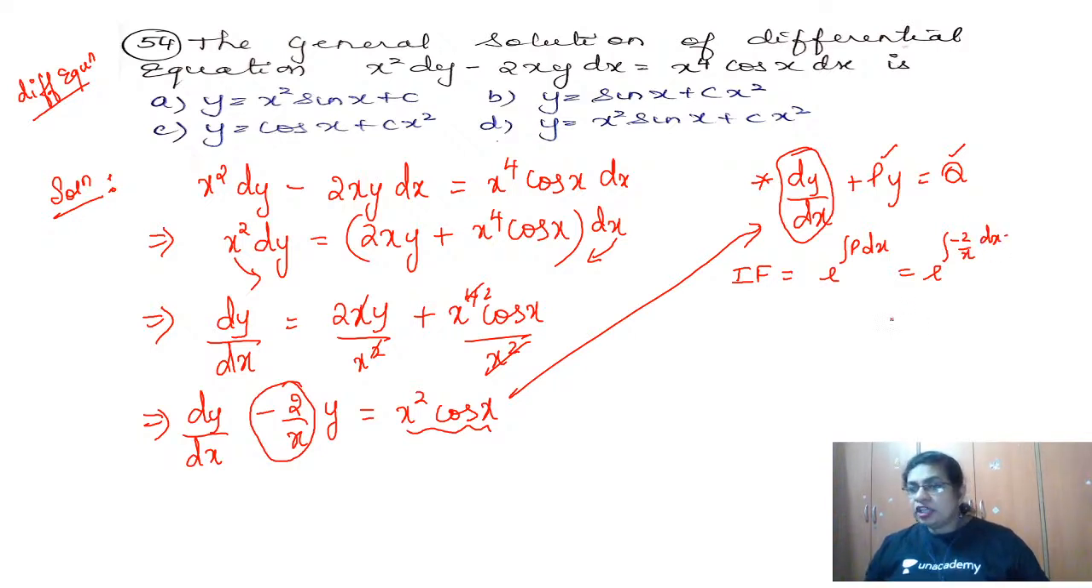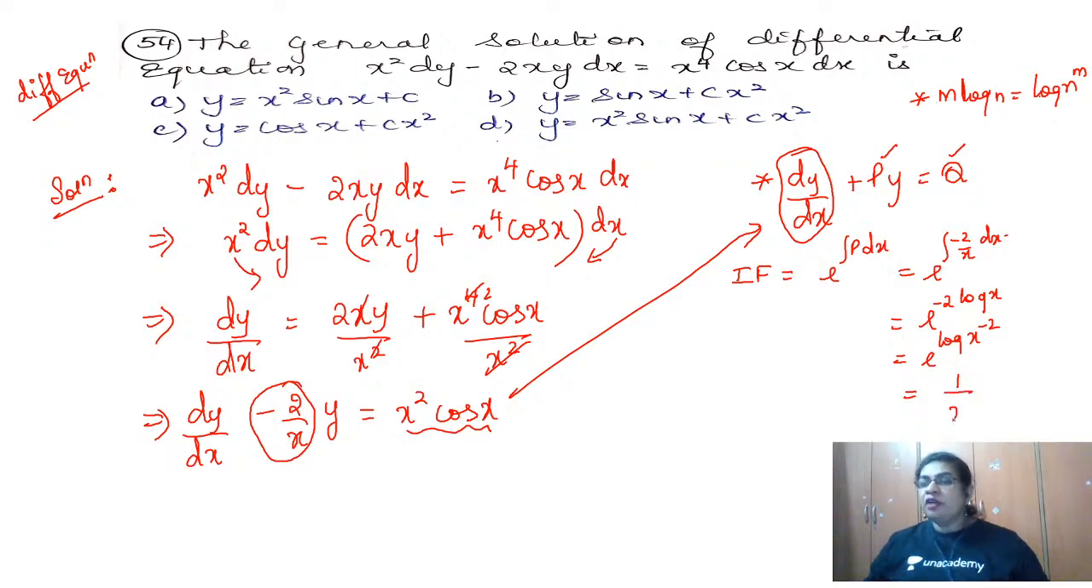So this is equal to e to the power minus 2, keep it as it is. What is integral of 1 by x? It is log x. So you're getting minus 2 log x. Now I know this property of log: m log n is equal to log n to the power m. So it is e to the power log x to the power minus 2. E power log becomes 1. So x to the power minus 2, or we can write this as 1 by x to the power 2. This is my integrating factor.